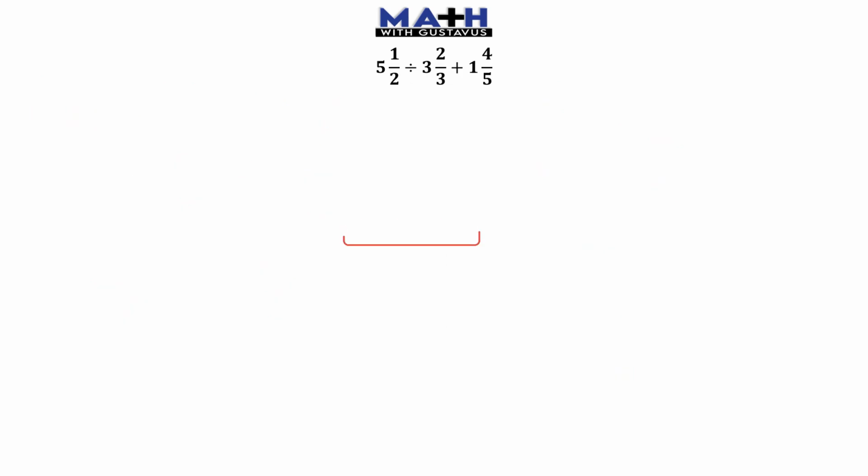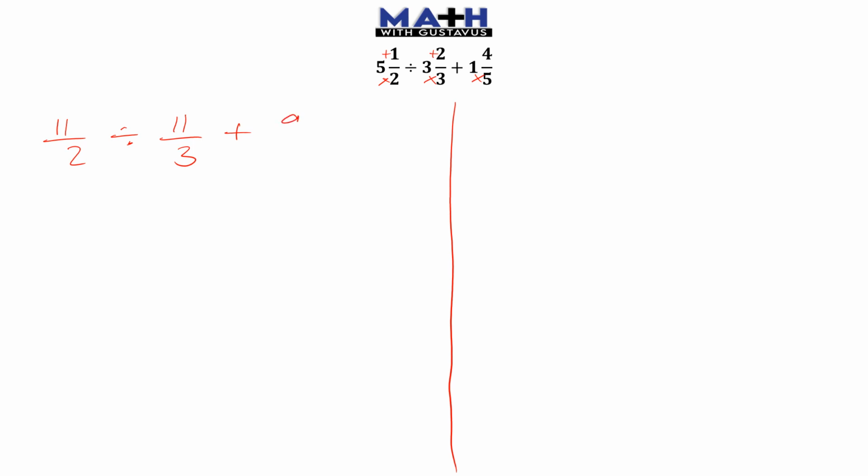Right here, we have division and addition. What I recommend you doing first is to convert all these mixed numbers to improper fractions. So let's do that. So the first one is 2 times 5, which is 10, and then 10 plus 1, that's 11. That is 11 over 2 divided by, for the next one is 3 times 3, which is 9. 9 plus 2 is 11. That is 11 over 3. And then lastly, we have 5 times 1, which is 5, plus 4, which is 9. So that will be 9 over 5.